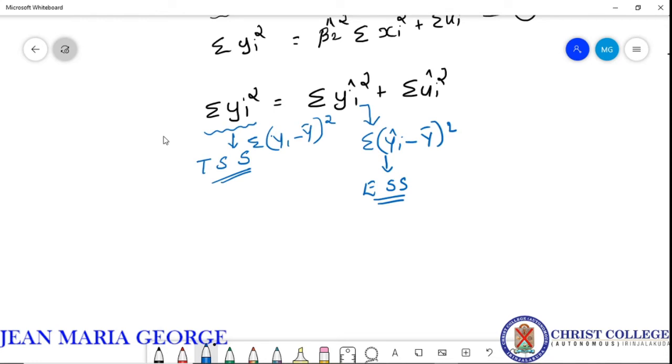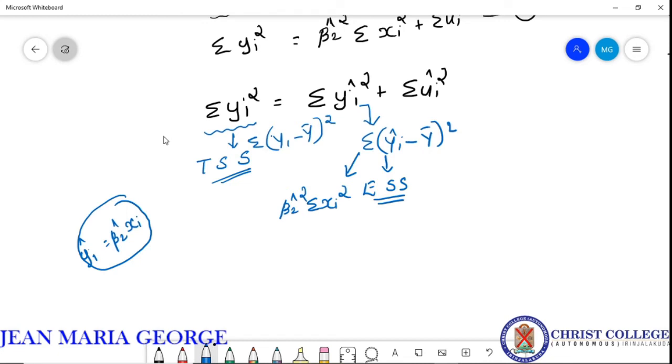This can again be rewritten as sigma yi hat square is equal to beta 2 hat square sigma xi square, because for yi hat we have identified the equation yi hat is equal to beta 2 hat xi. This is the equation in mean deviation form. So substituting this value here, we will get beta 2 hat square sigma xi square.